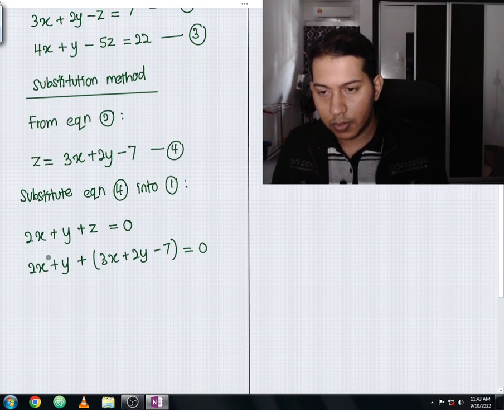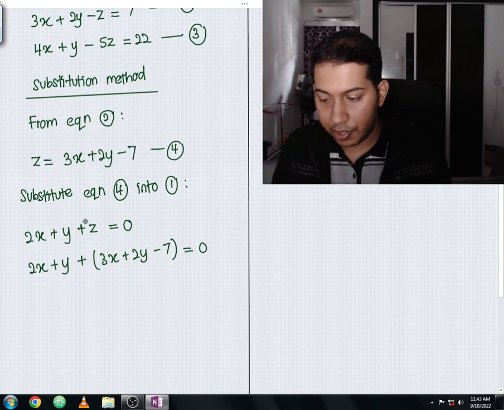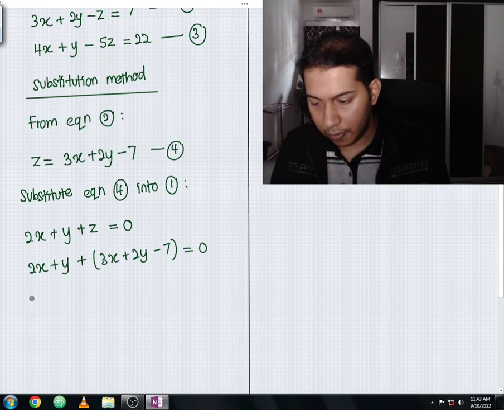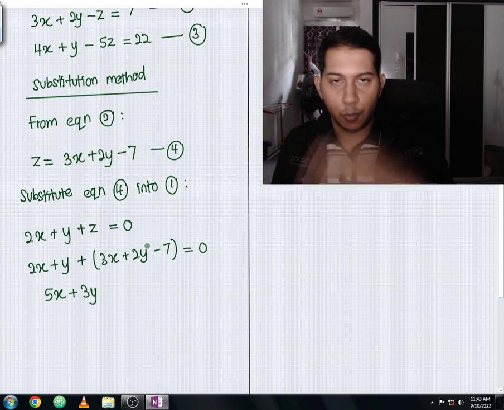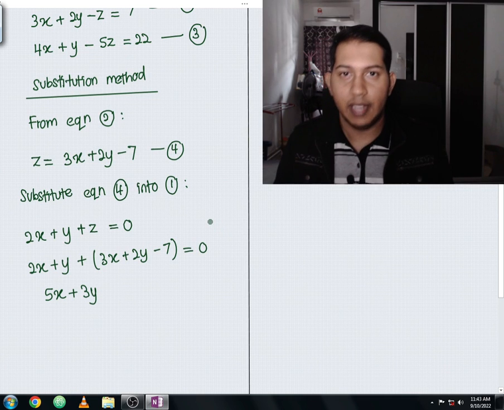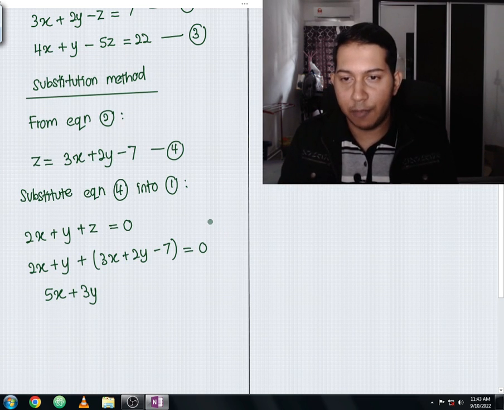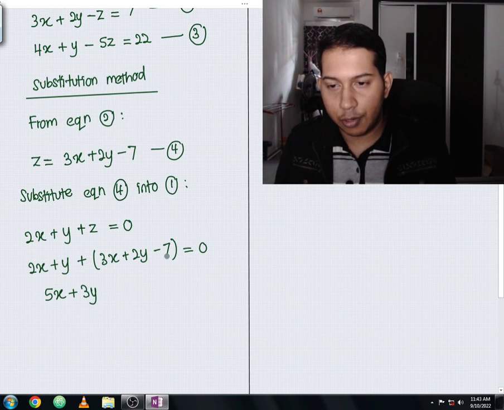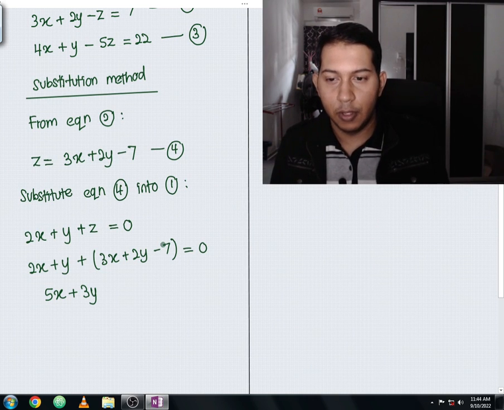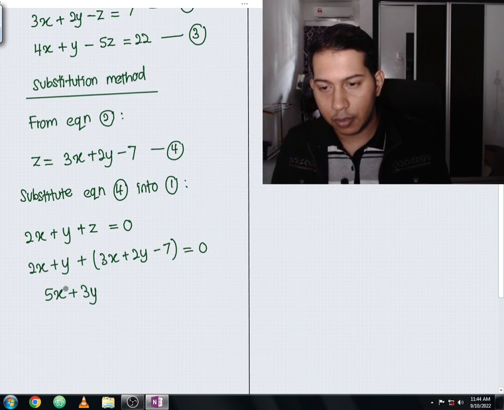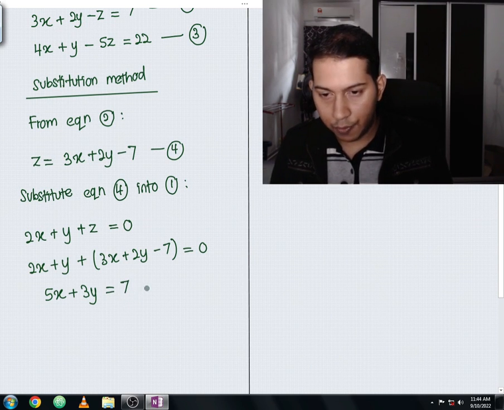So from here you solve this equation. 2x plus 3x, you get 5x. y plus 2y, you get 3y. And then this 7, I prefer to move it over to the right hand side. This is just a small tip I would like to share with you. Whenever you want to form an equation, try to move the number to your right hand side. It will be easier for you to do the reduction. So 5x plus 3y equals 7. This will be your fifth equation.